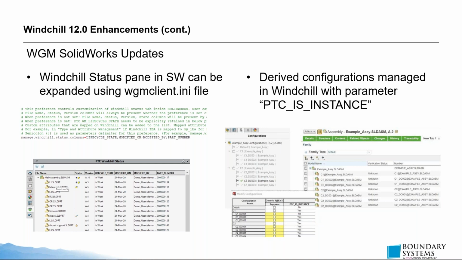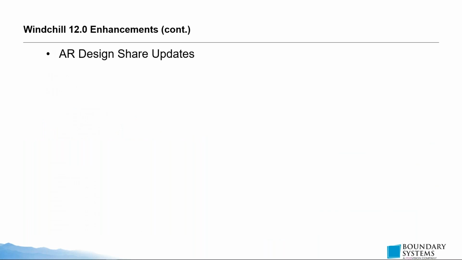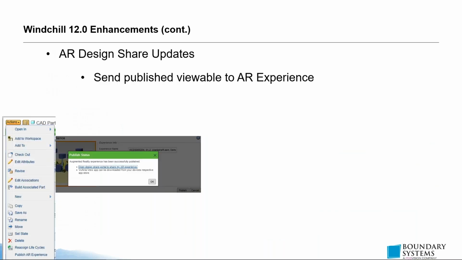So that's also available there as well. All right, then we have augmented reality. With that, we can go through and specify the information not only inside of Creo, but it can also be sent from inside of Windchill.